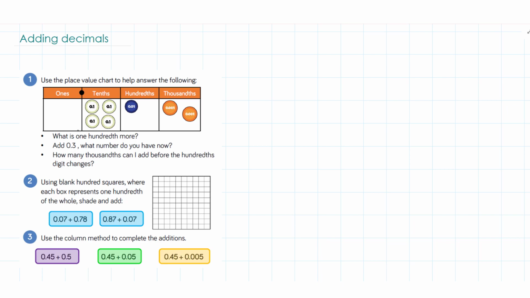And finally, number 3, use the column method to complete the additions. Well, I hope you spotted the similarities and differences between those. The 5 changes its place value placement. The first one is 0.95. The second one is 0.5 or 0.50. Exactly the same. Both are equally correct. And finally, you have 0.455.